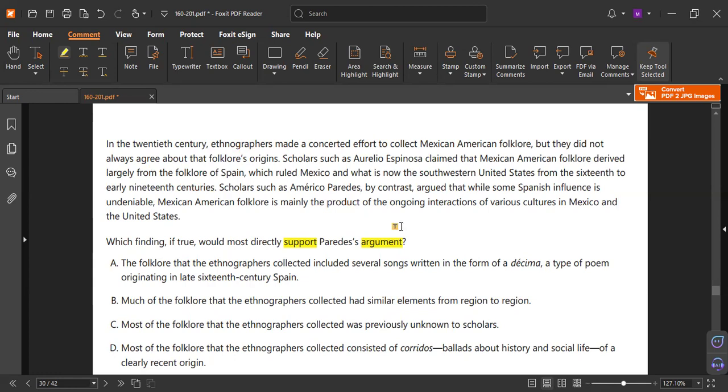It's C or D, right? It's C or D, correct, but we need evidence for letter D. Where is the argument exactly? And then find it. It said scholars such as, by contrast, argued.